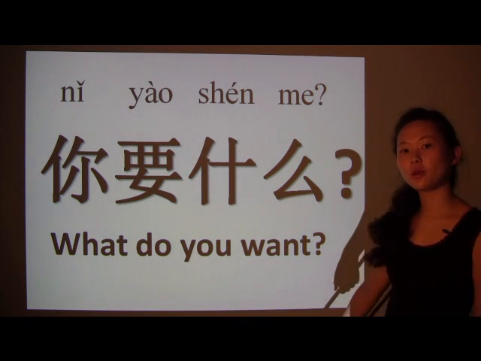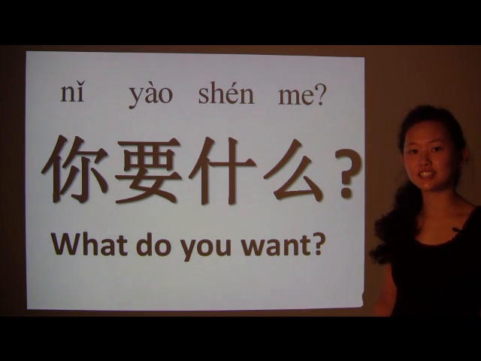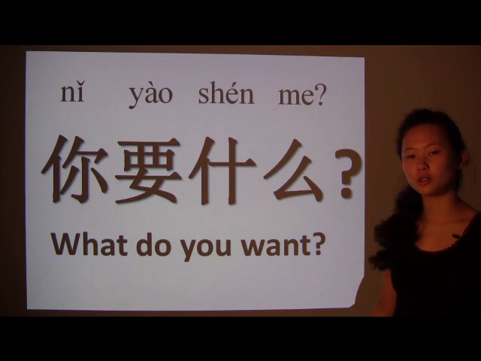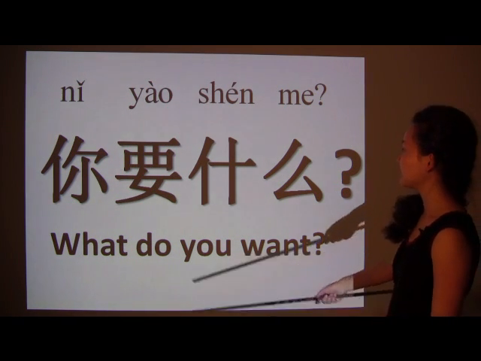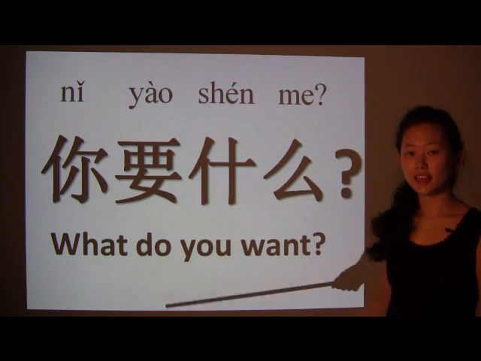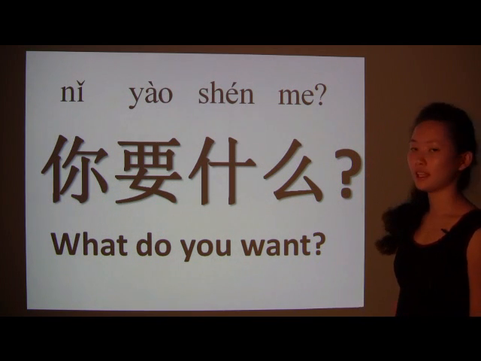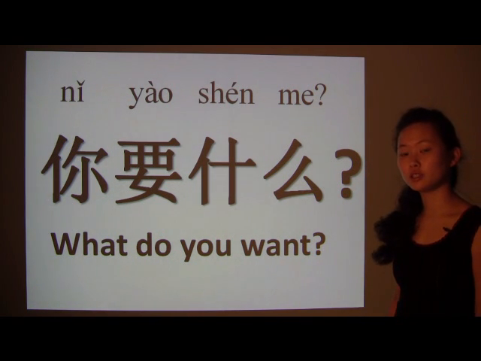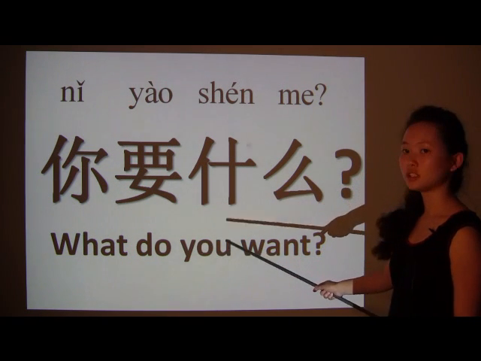First of all, when you ask someone, what do you want? This isn't necessarily a negative remark when you're irritated at someone. This is more of a what do you want as in objects or long-term goals, and it's more of a question to better know whoever you're talking to. In Chinese, 你要什么? 你 is you, 要 is want, and 什么 is what. What do you want? 你要什么?